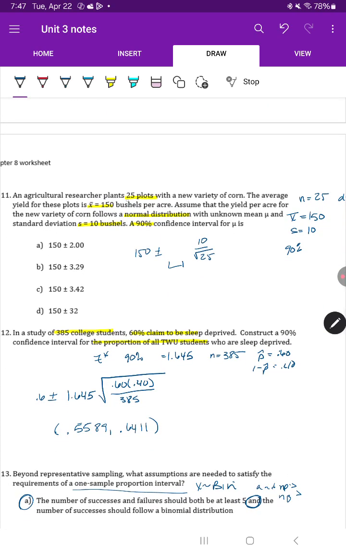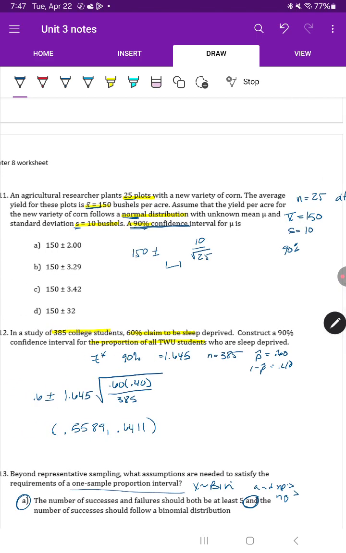An agriculture researcher plants 25 plots with a new variety of corn. An average of the yield is given, so there's my X bar. Assume that the yield per acre for the new variety of corn follows a normal distribution with an unknown mean. I have a standard deviation and a confidence level. This is going to help me get that critical value. So it's going to be 150 plus or minus our T star, because it's a mean. So we would do our degrees of freedom, which would be 24, and I would find that T star value.